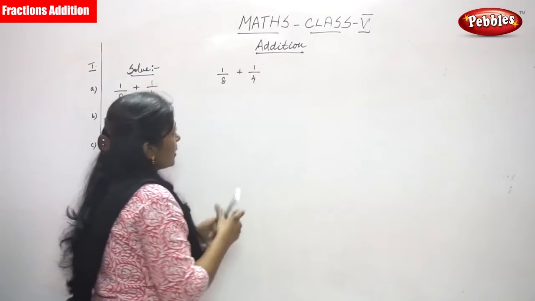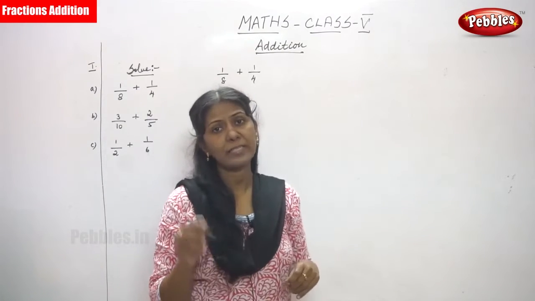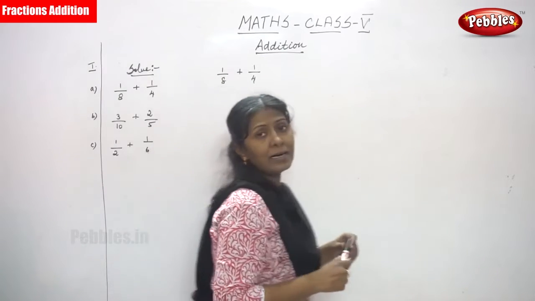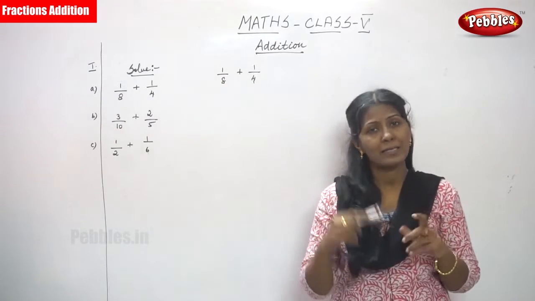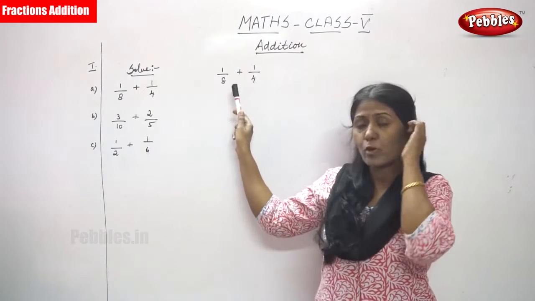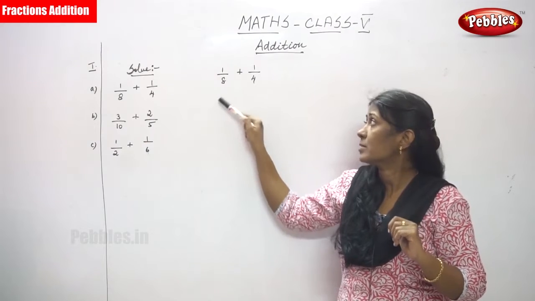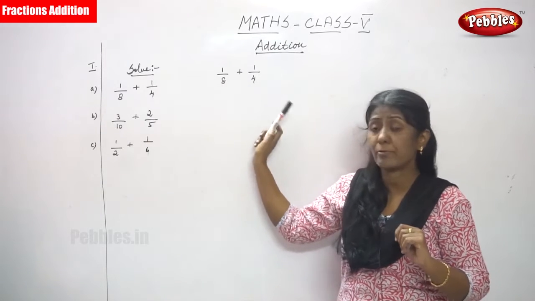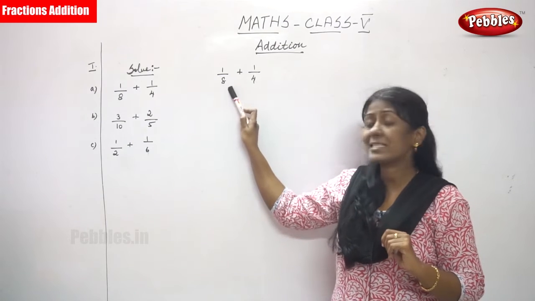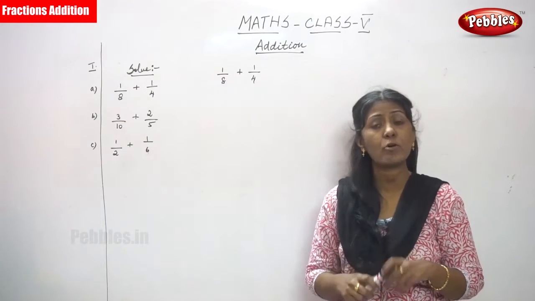So look at the denominators. These are different denominators. So different denominators means you have to take LCM. So LCM generally, you have to write the multiples of the particular denominators. So the first question is 1 by 8 plus 1 by 4. Look at the denominators. 8 is the denominator, so you have to write the multiples of 8. The next one is you have to write the multiples of 4.